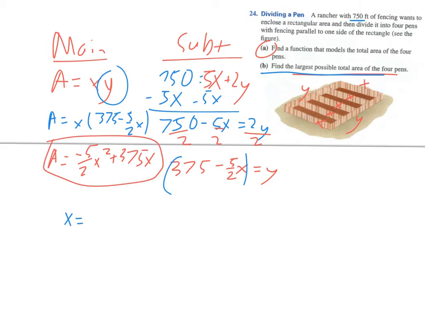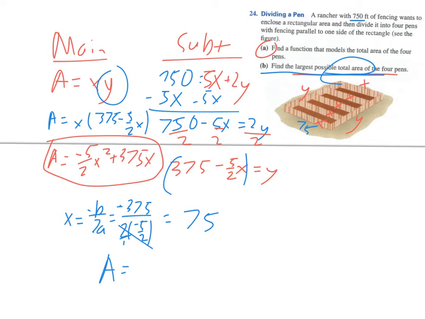So I'm going to find the vertex then, since this is a negative parabola. So I got negative b over 2a. So that's negative 375 over 2 times negative 5 over 2. Now I see that these actually cancel out, so it's just negative 375 divided by negative 5, which is 75. So I know that this length should be 75. It asks for the largest total area of the 4 pens. So I'm just going to actually answer this by plugging it into the area. I could find y and then just multiply x and y together, but since I have this area formula, I'm just going to plug 75 into it, type it in my calculator, and get the answer here.